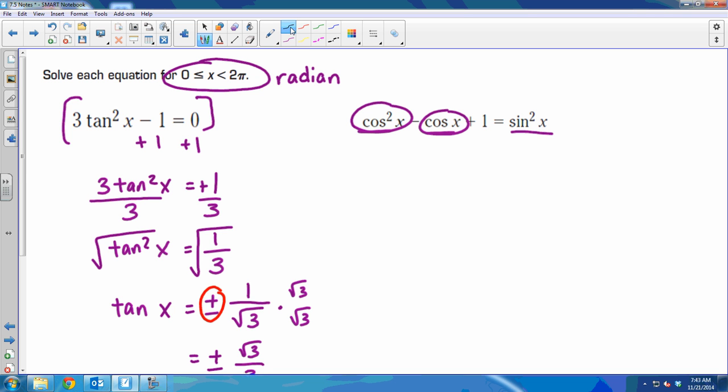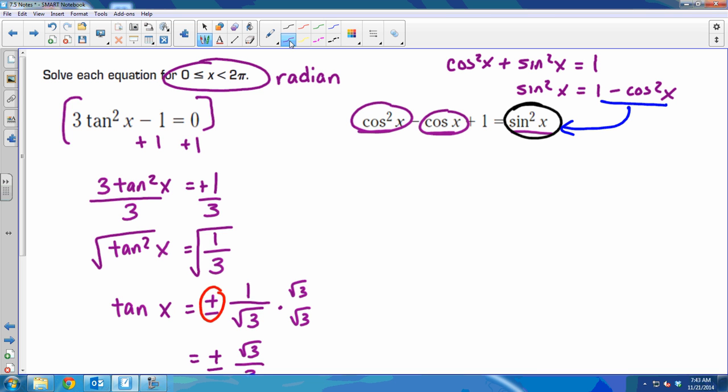So, going back to things we learned at the beginning of the unit. Sine squared x. Well, I know that cosine squared x plus sine squared x equals 1. So sine squared x also equals 1 minus cosine squared x. So that's what I'm going to use. I'm going to substitute that value in for sine squared x. So cosine squared x minus cosine x plus 1 equals 1 minus cosine squared x. And now I can solve some things, and hopefully some things will go away.